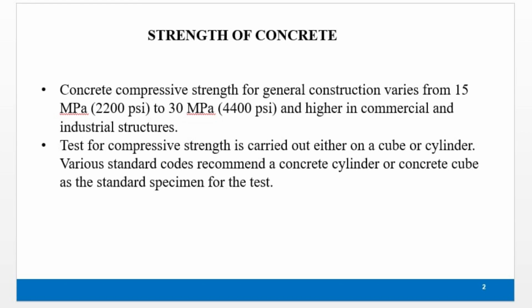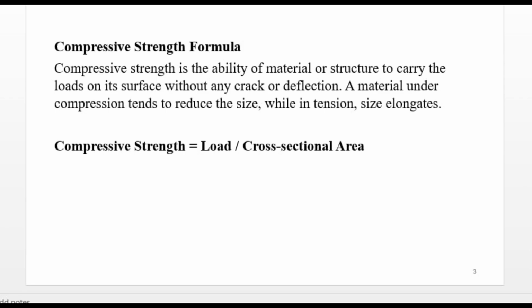The test for compressive strength is carried out either on a cube or a cylinder. The various standard codes recommend a concrete cylinder or a concrete cube as a standard specimen for the test. The compressive strength for any material is the load applied at the point of failure divided by the cross-section area of the face on which the load was applied. So compressive strength equals load divided by cross-section area.